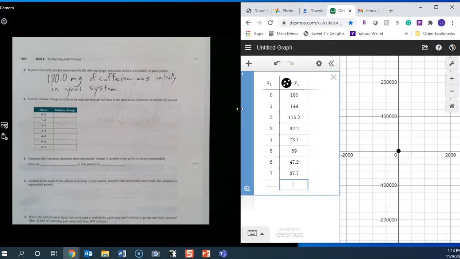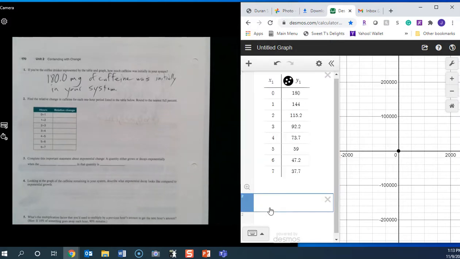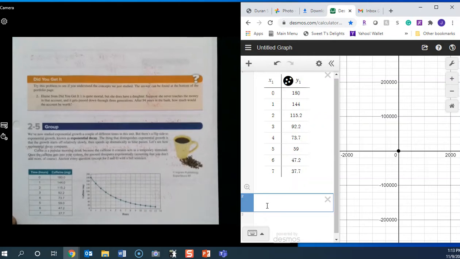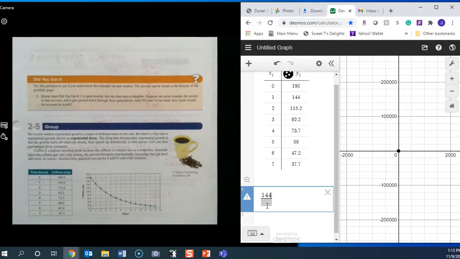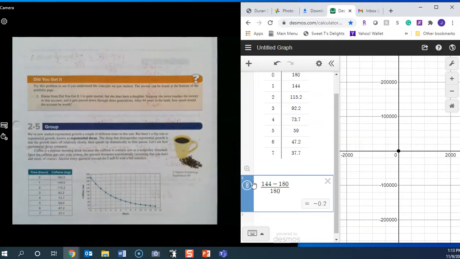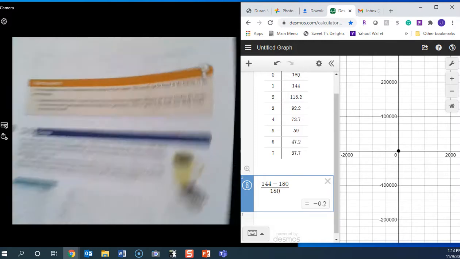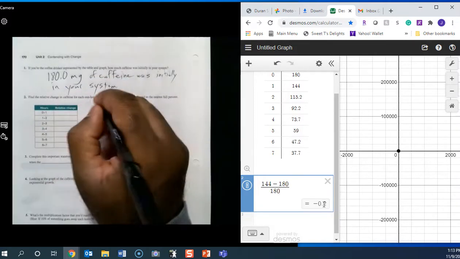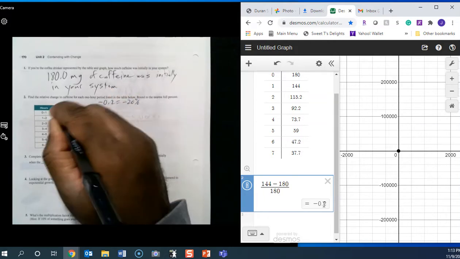Okay, now we move on to number 2. It says find the relative change in caffeine for each 1 hour period listed in the table below. Round to the nearest 4%. Okay, so if we look here, going back to the table, we would take the 144 minus 180 divided by the 180. Because remember, we'll take the new value, which would be the 144, minus the original divided by the original. So that would be a negative 0.2. So we'll write that as a percent. Negative 0.2 is the same thing as a negative 20%.